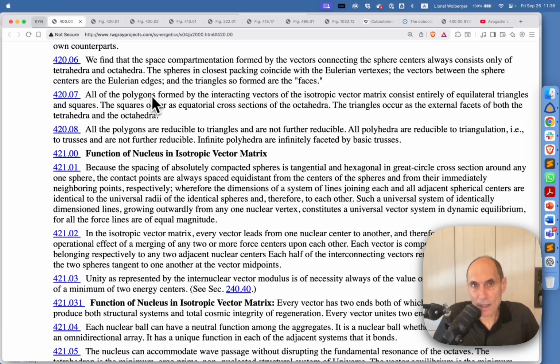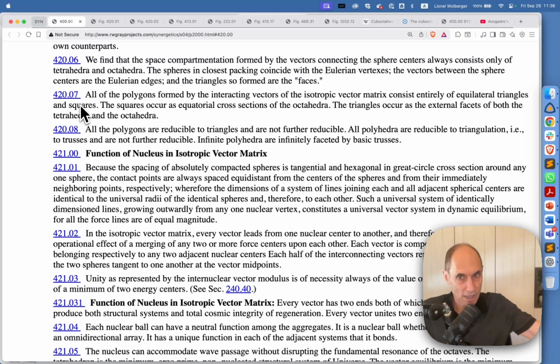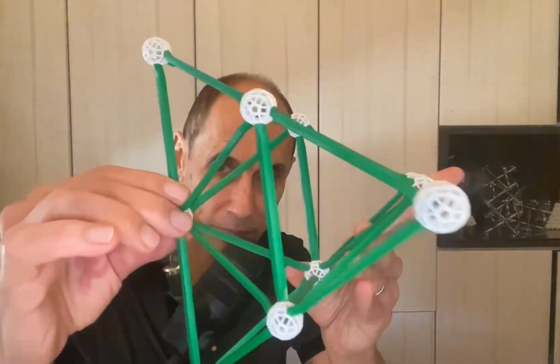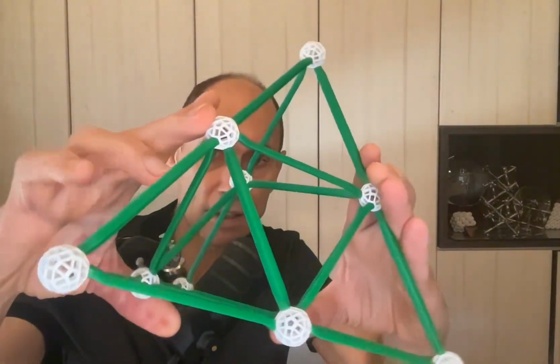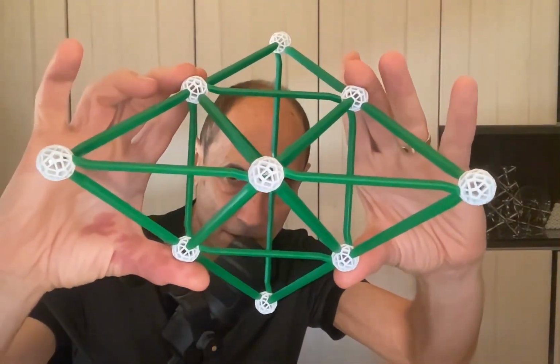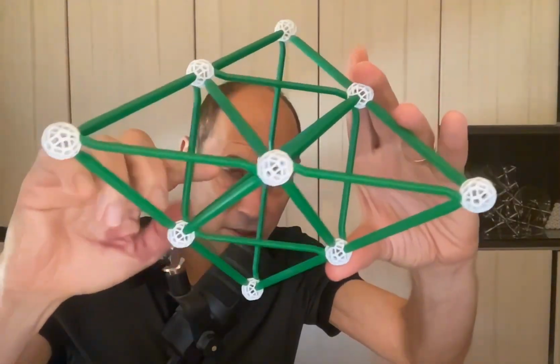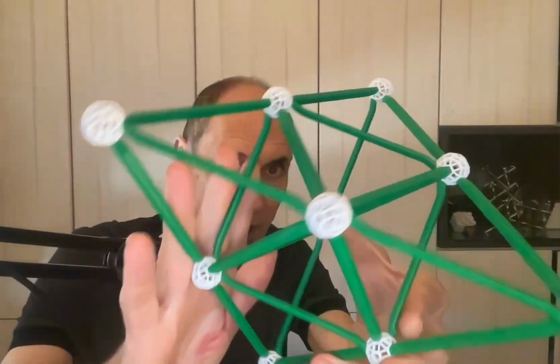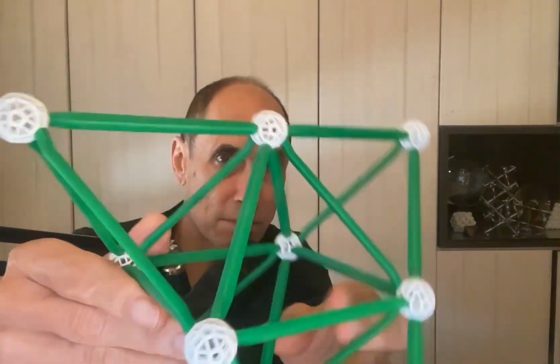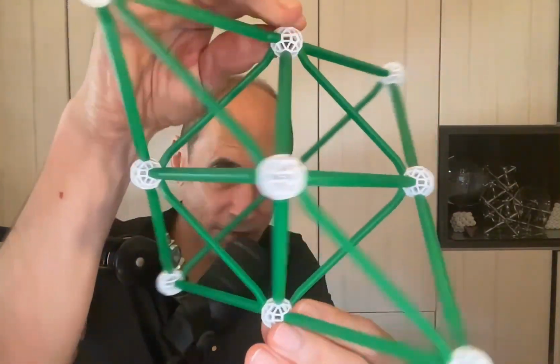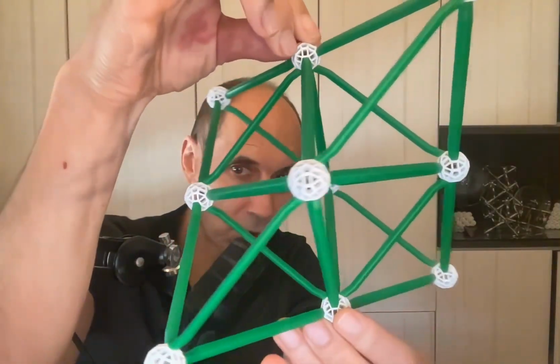7. All of the polygons formed by the interacting vectors of the isotropic vector matrix consist entirely of equilateral triangles and squares. The squares occur as equatorial cross-sections of the octahedra. The triangles occur as the external facets of both the tetrahedra and the octahedra. And here you can see that with a bit of effort. There's that square right in the middle. See that square there, face on? The square gets formed as a result of the triangular coordination around it, and it forms the center of the octahedron. There's an octahedron right in the middle there, and it has an equatorial square.